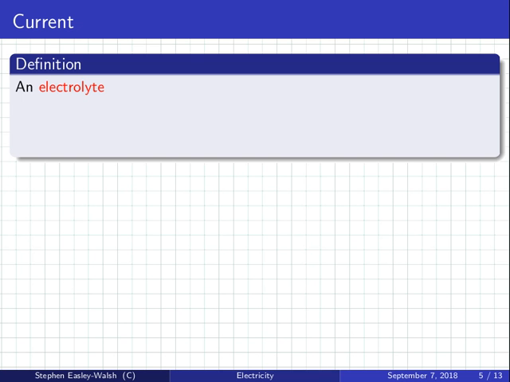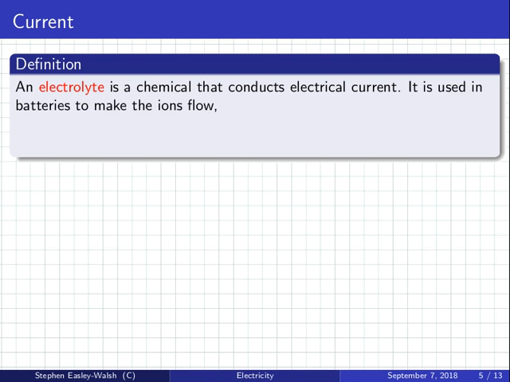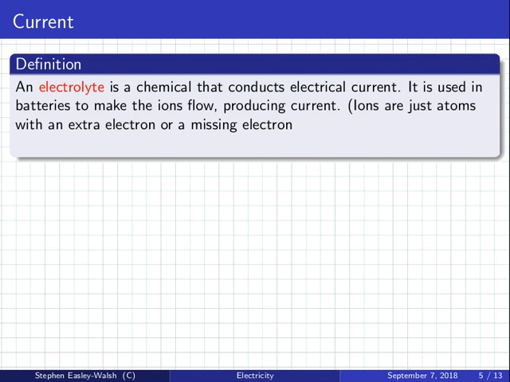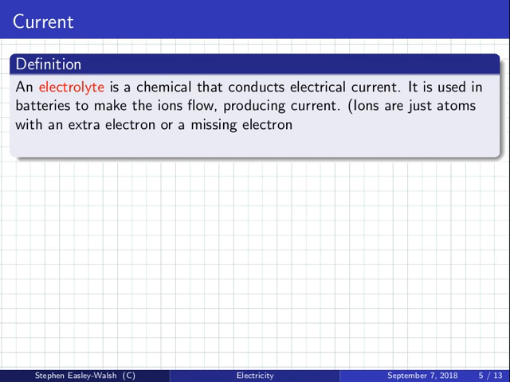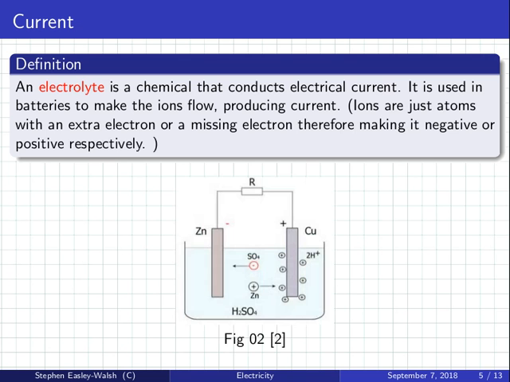An electrolyte is a chemical that conducts electricity. It is actually used in batteries to make ions flow to produce current. You just need the first sentence, okay? Just the first sentence. Oh, and you know what ions are. You don't need to write that down. What are ions? Ions are just atoms with an extra or missing electron. So just write down the first sentence, okay?